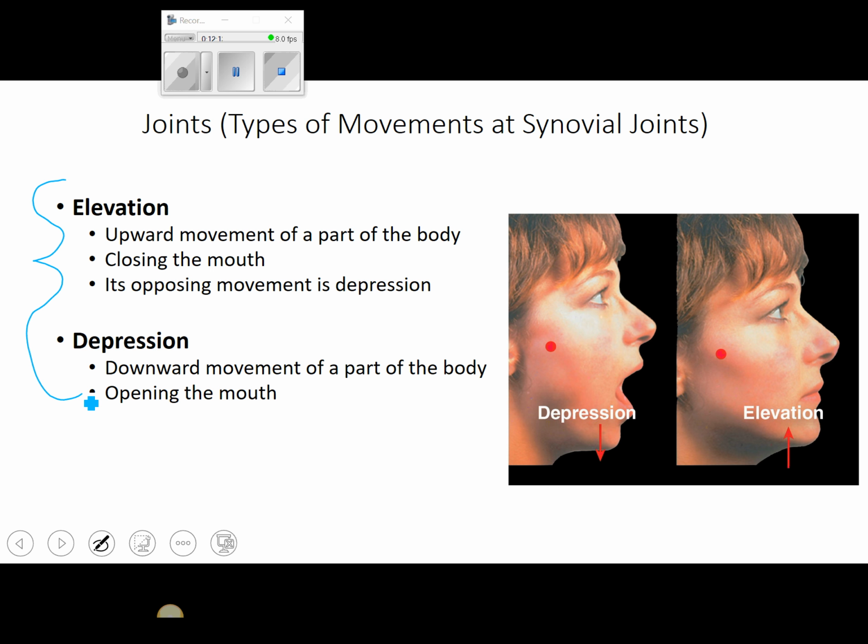So elevation and depression. Elevation is an upward movement of a body part, such as when the mouth is open and you close the mouth. That's called elevation because you're elevating the mandibular bone up. Its opposing movement is depression, a downward movement of a body part, such as opening the mouth. Another example of this would be shrugging the shoulders.